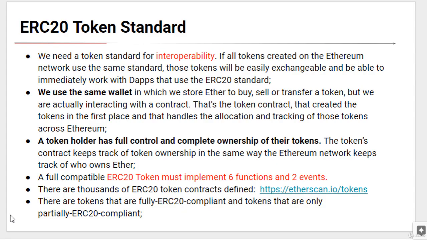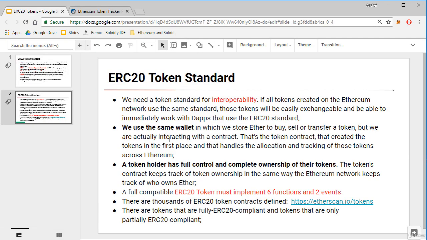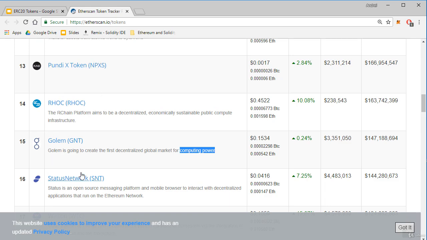There are tokens that are fully ERC20 compliant and tokens that are only partially ERC20 compliant. An example of a partially ERC20 compliant token is Golem. Golem is a known token used inside a decentralized global market for computing power. In the following lectures, we'll see how we can develop our own ERC20 token like these tokens from here.